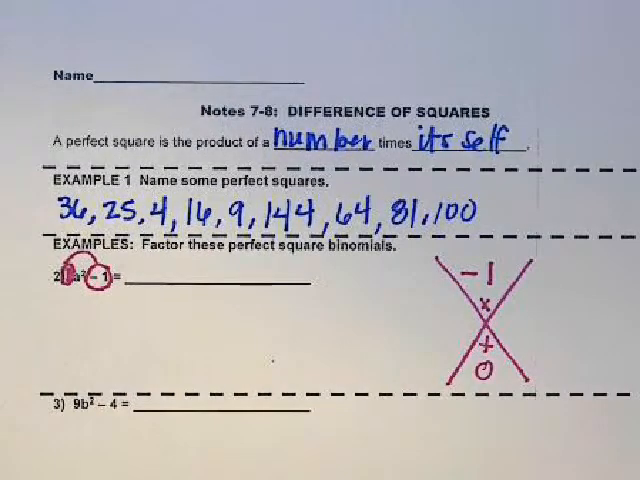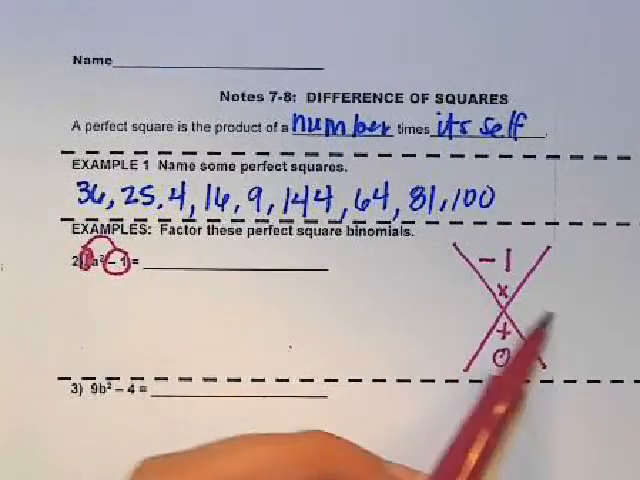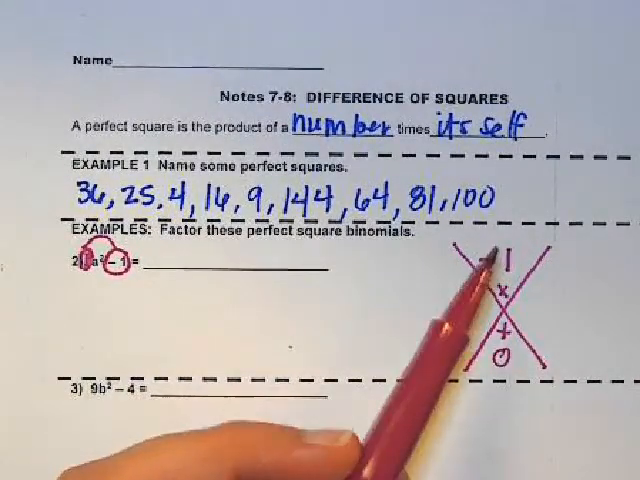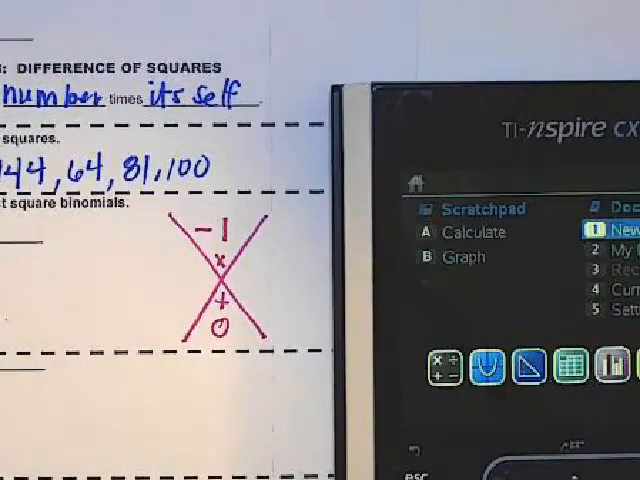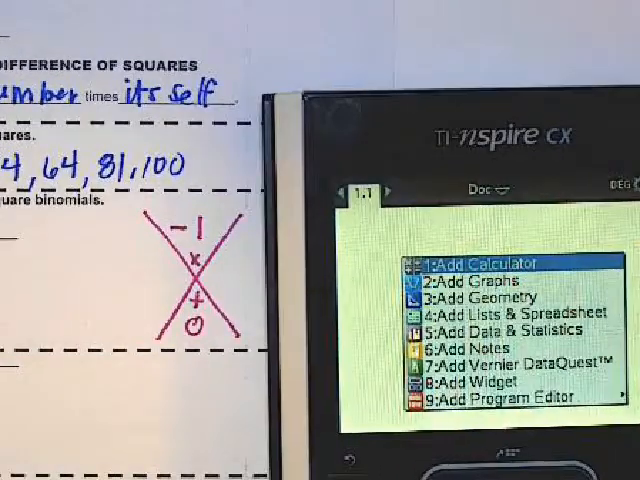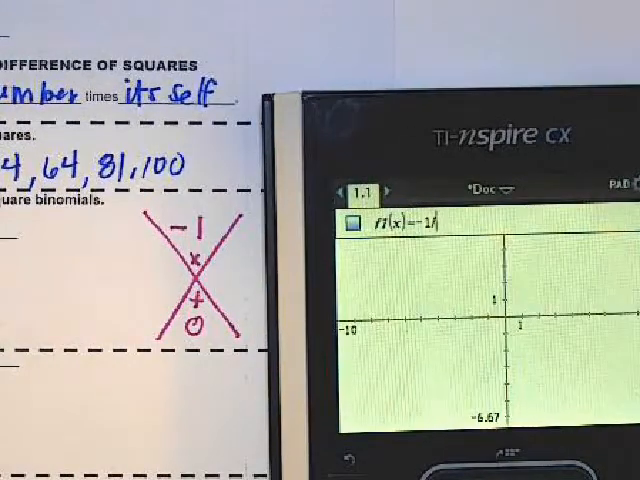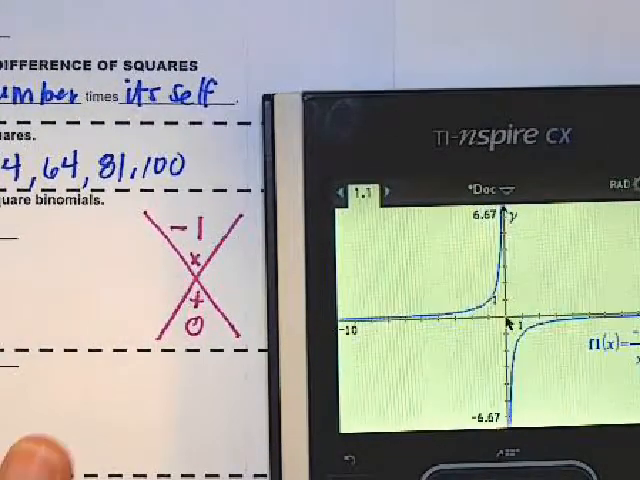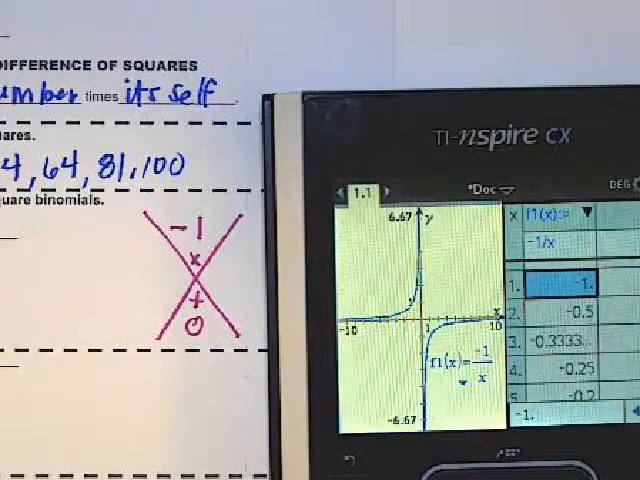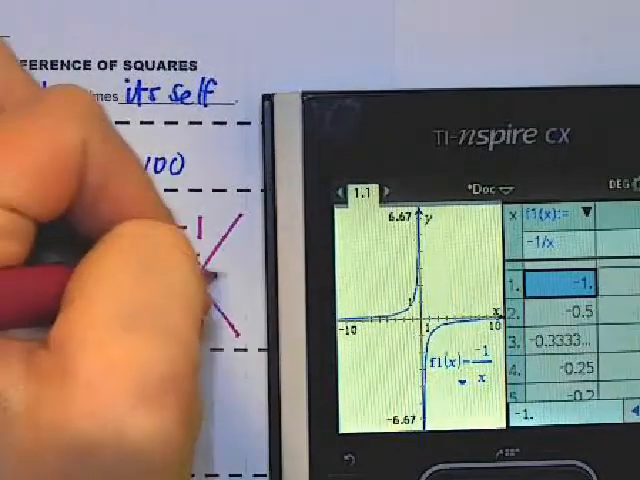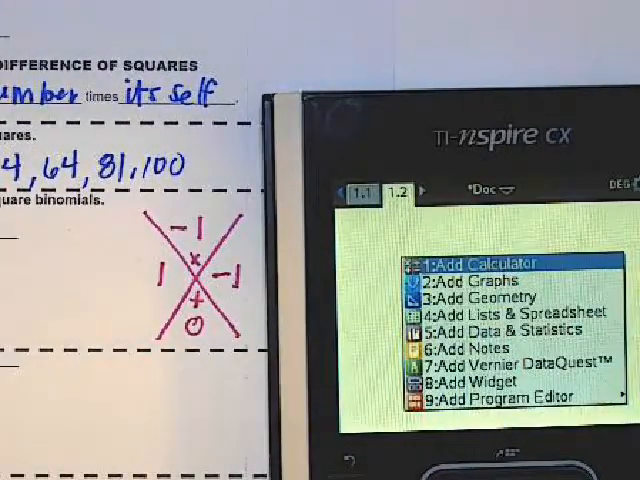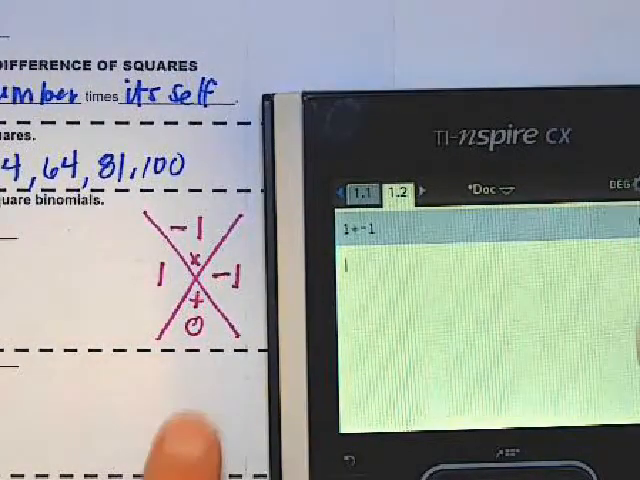Now I've got to go find two numbers that multiply to get -1 and add to get 0. So what am I going to plug into the graph? -1 divided by x. And then I'm going to go Control T. And I want two numbers that add together to get 0. What are they? 1 and -1, because 1 plus -1 equals 0.